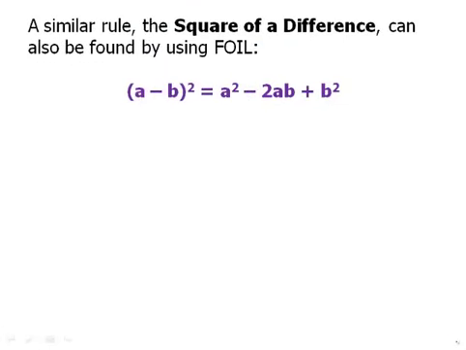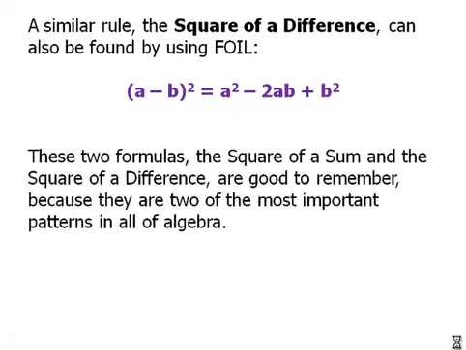A similar rule, the square of a difference, can also be found by FOILing. This is a minus b squared equals a squared minus 2ab plus b squared. These two formulas, the square of a sum and the square of a difference, are good to remember because they are two of the most important patterns in all of algebra.